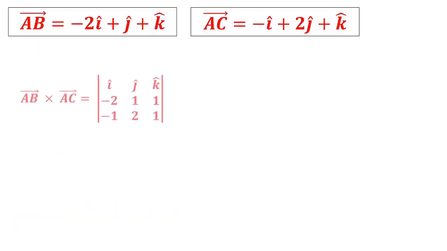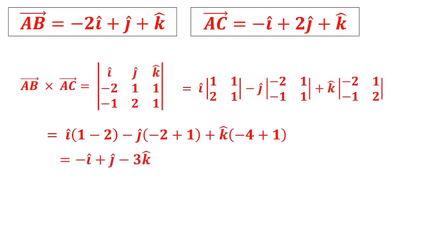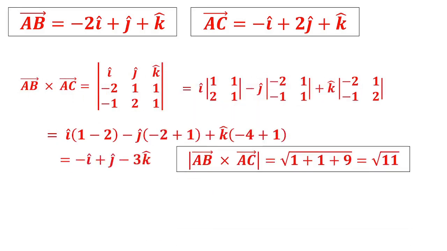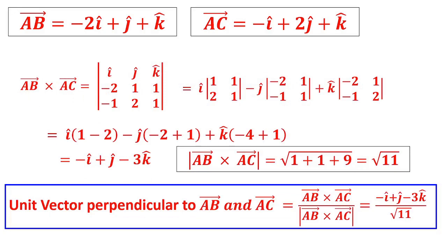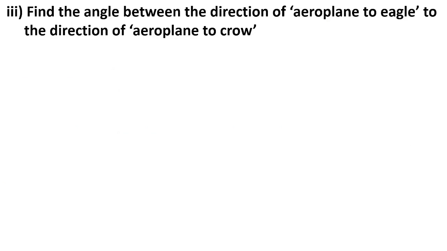Therefore, AB is known, AC is known. Find AB cross AC. Its magnitude is also ready. Therefore, the unit vector is AB cross AC by magnitude of AB cross AC. It is minus i plus j minus 3k by root 11.